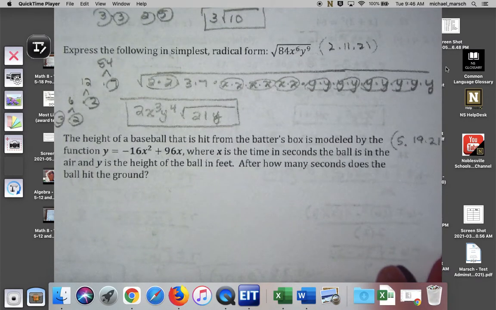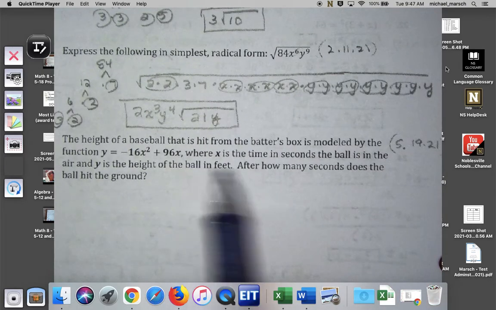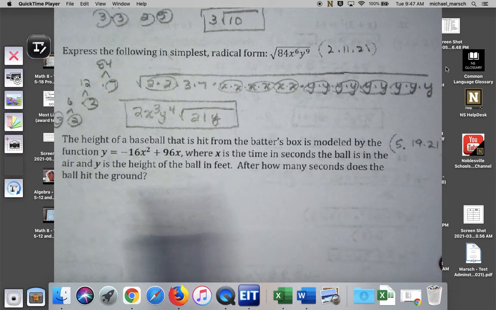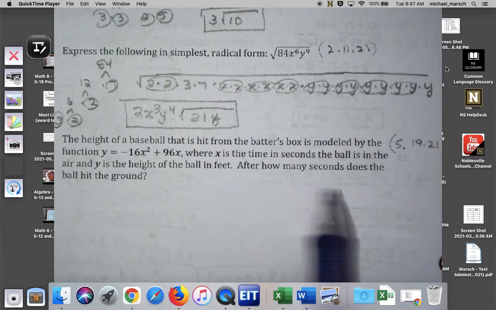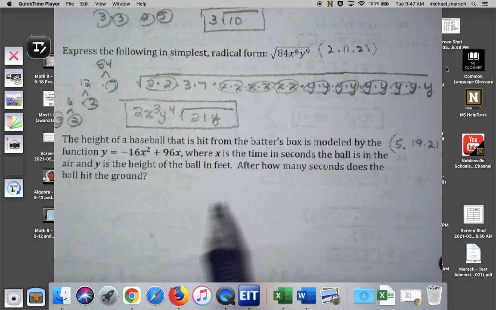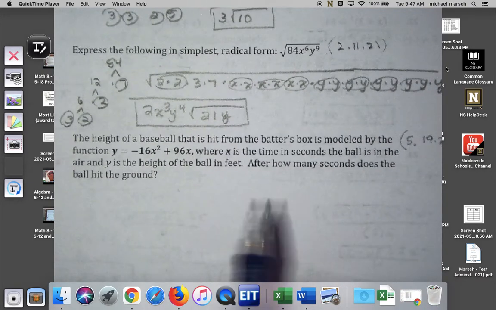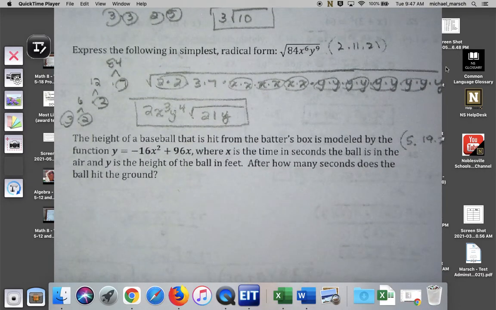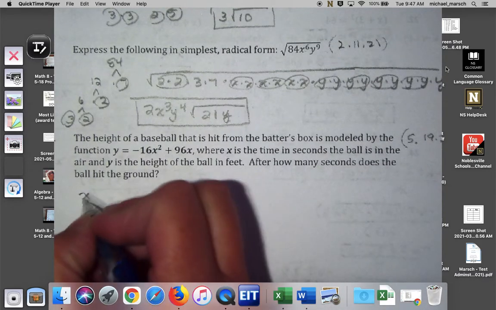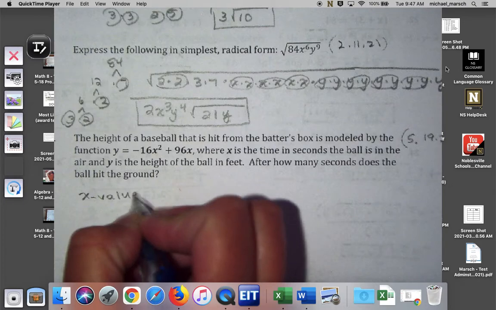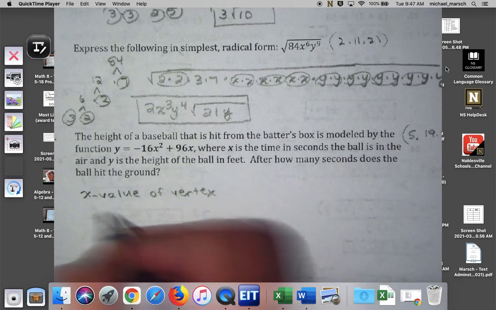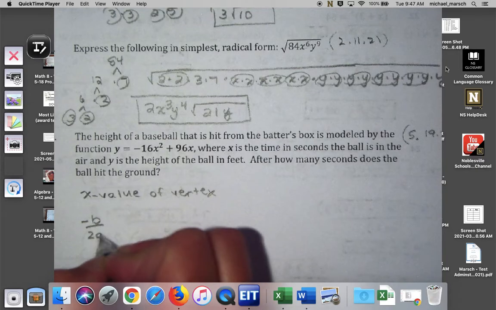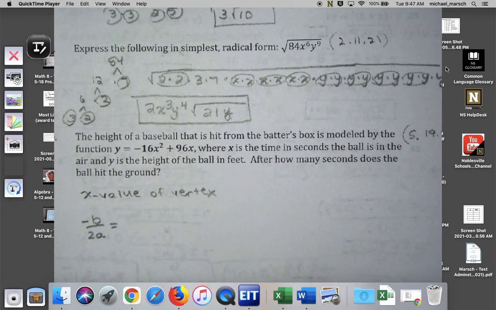Last problem. Finally, the height of a baseball that is hit from a batter's box is modeled by the function y equals negative 16x squared plus 96x, where x is the time in seconds the ball is in the air, and y is the height of the ball in feet. After how many seconds does the ball hit the ground? Okay, so we're going to use our x value of the vertex shortcut. So we're going to do opposite b over 2a. We're going to find the vertex.